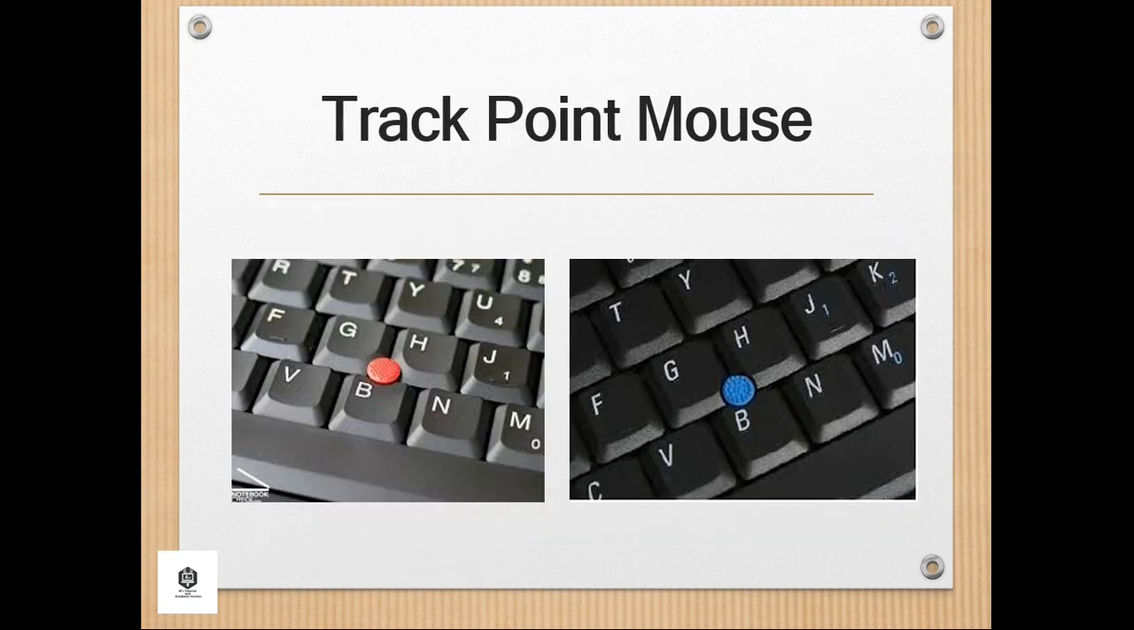Trackpoint Mouse. Trackpoint Mouse was designed by IBM in 1992. This component is used in traditional computers, and the trackpoint is also known as pointing stick, style pointer, or knob. It is placed in between the G, H, and B keys on the keyboard. For moving the cursor, users push the stick in the desired direction where they want to move the cursor or pointer.